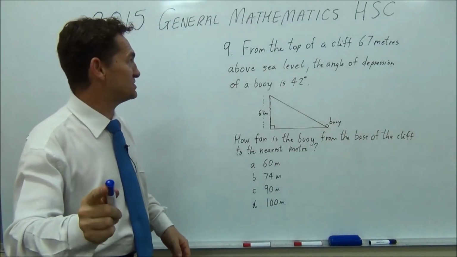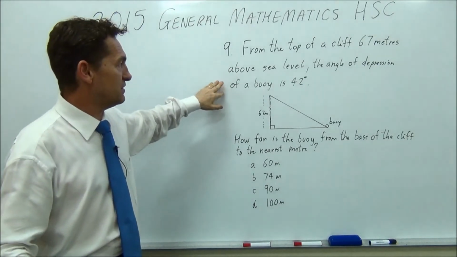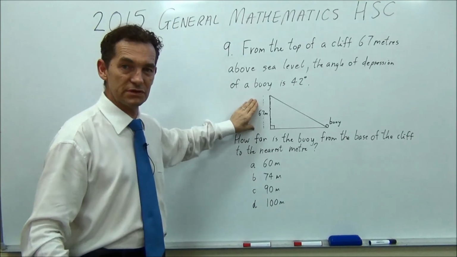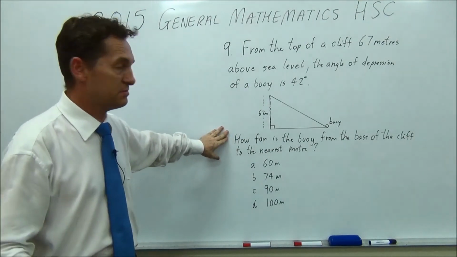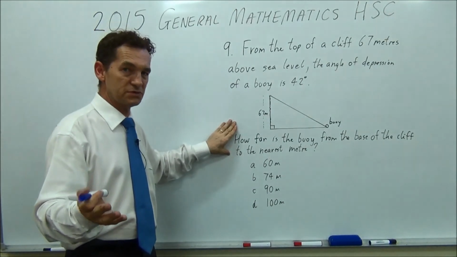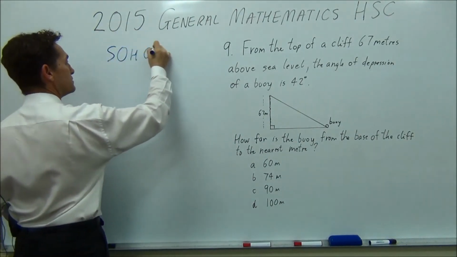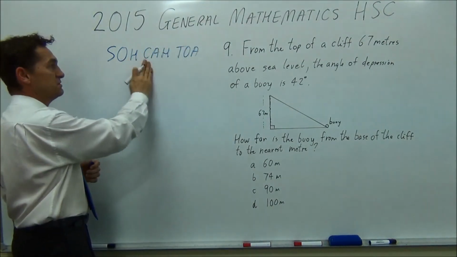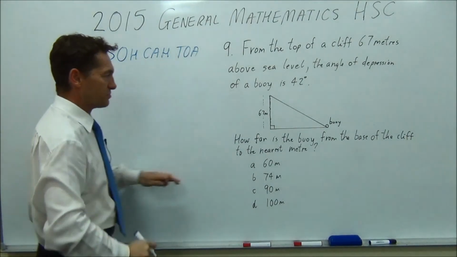G'day again. Question 9. From the top of a cliff, 67 metres above sea level, the angle of depression of a buoy is 42 degrees. Then they give you this diagram. How far is the buoy from the base of the cliff to the nearest metre? So this is basic trigonometry. So you should know SOHCAHTOA. Okay, sine, cos, tan. That should be in your head. If it's not, learn it.